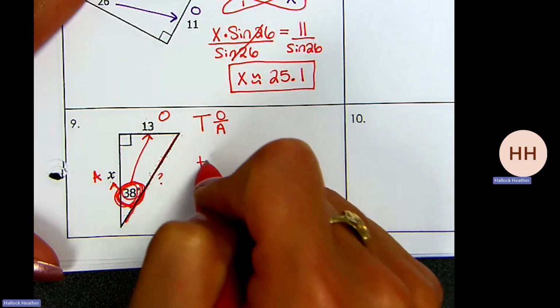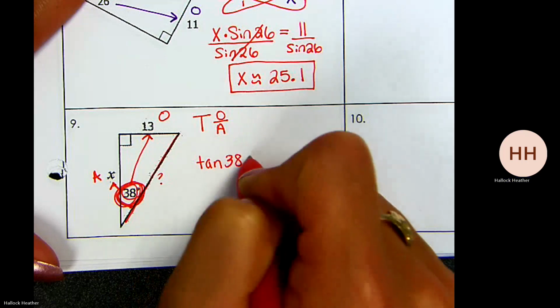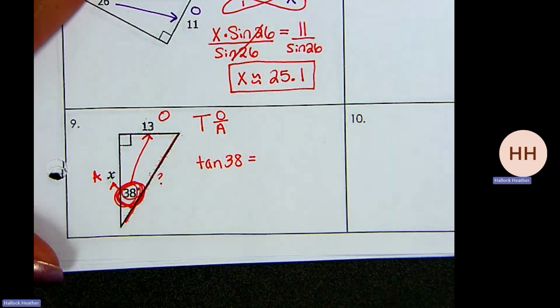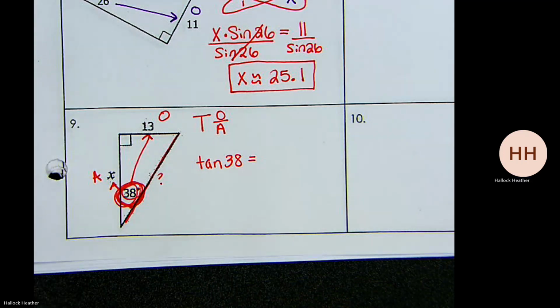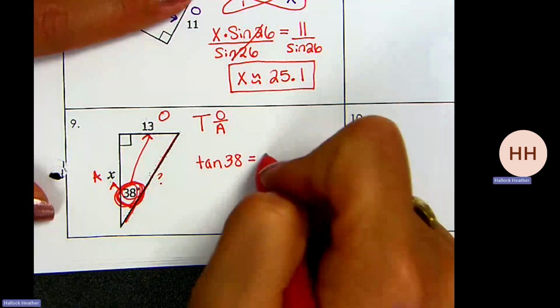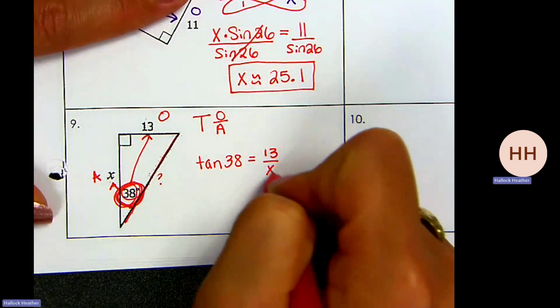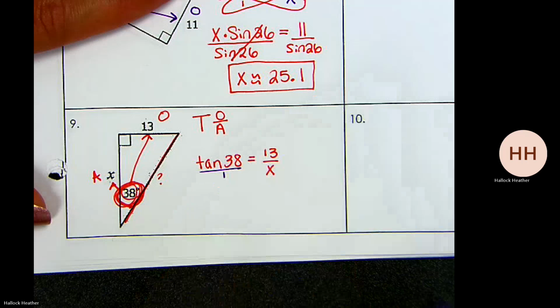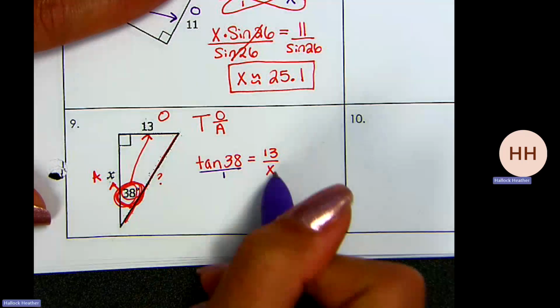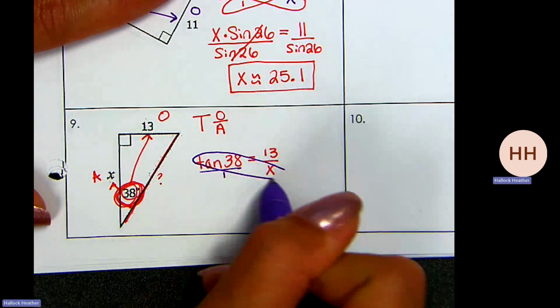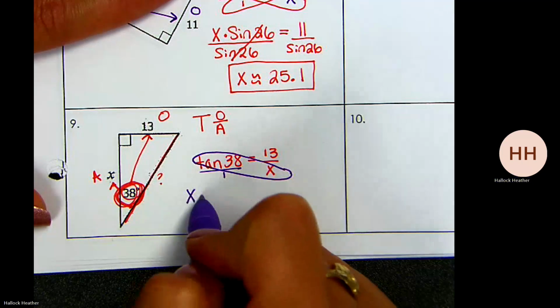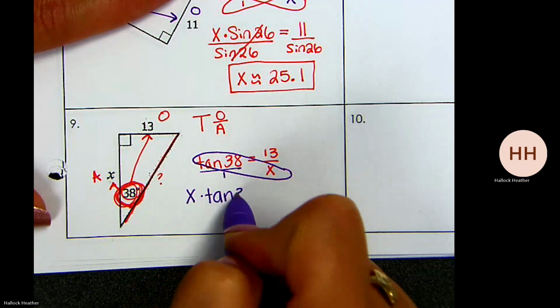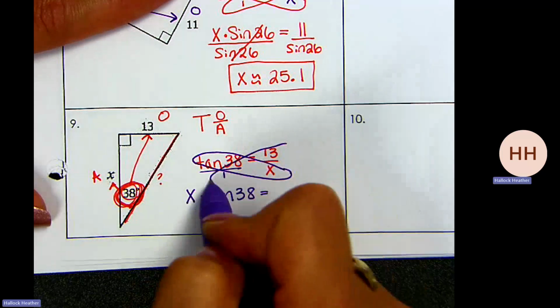So I'm going to say tan of 38 equals what would have to be my fraction? Yes, 13 over X. And then I'm going to cross multiply, making tangent into a fraction. If I cross multiply, it's going to look a little funny because it's X times tangent equals 13 times 1.